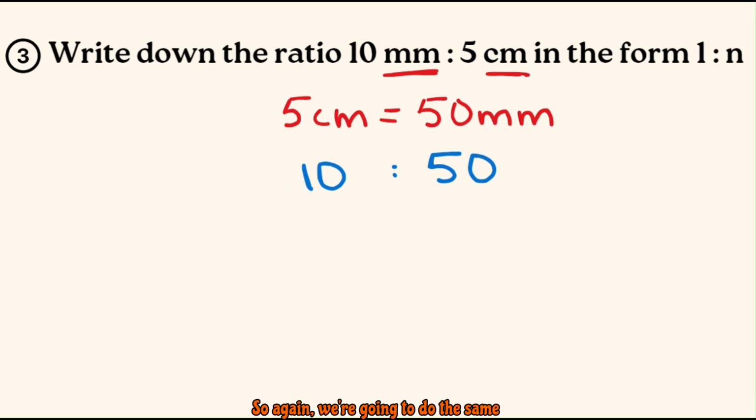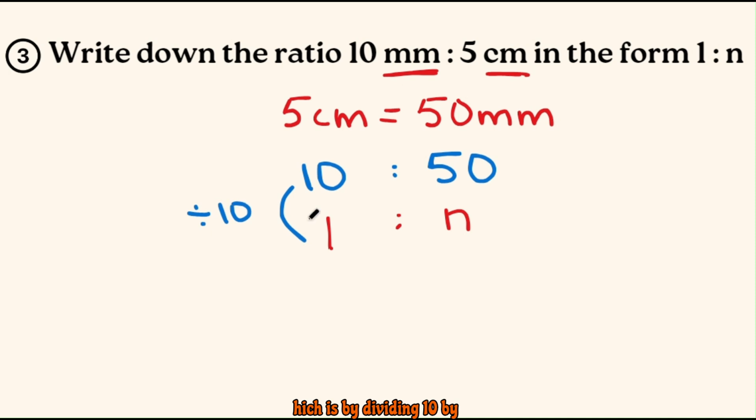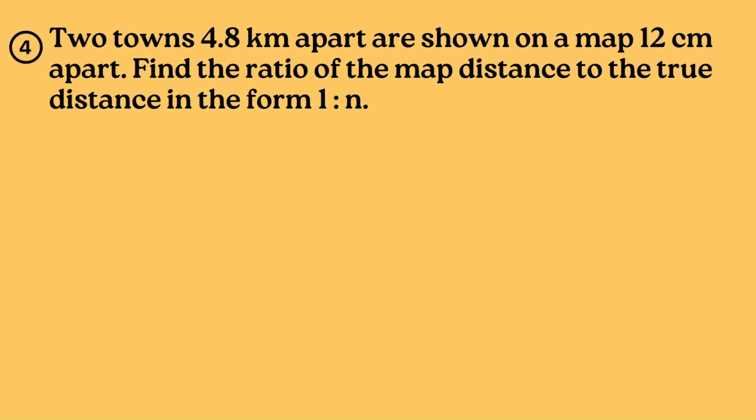So again, we're going to do the same process. We're going to write our form, which is 1:n. We're going to see how we can go from 10 to 1, which is by dividing 10 by 10. So we have to divide 50 by 10 as well, and that would give us 1:50 divided by 10 is 5. So our answer is 1:5.